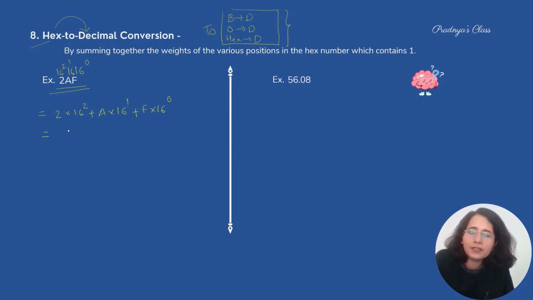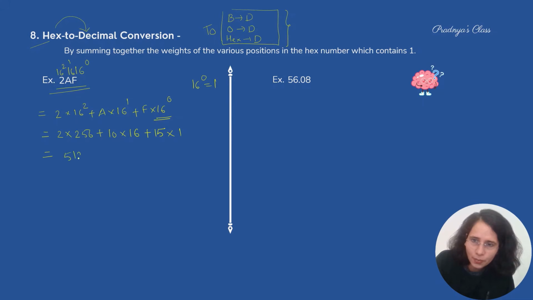So let's continue. The square of 16 is 256. The value of A is 10, so 10 into 16. The value of F is 15, and 16 raised to power 0 will become 1, so I will write 1 here. So 2 into 256 is 512, plus 10 into 16 is 160, plus 15. So we got the number 677. It is in the decimal number system.